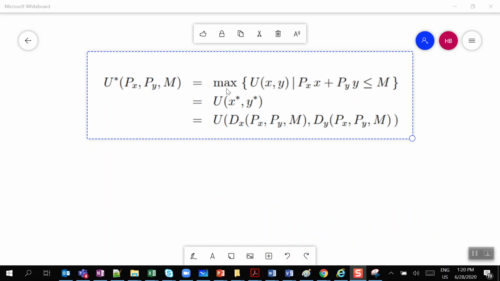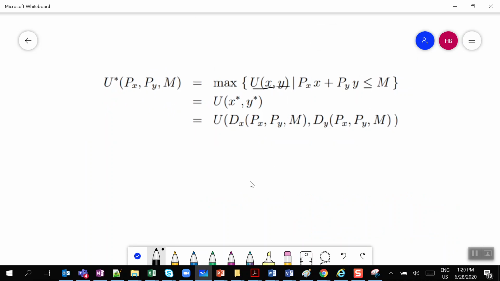and m. So just to reiterate, your indirect utility function is the maximum of your direct utility function, u(x,y), which is a function of x and y, given the budget constraint. When you derive it, it gives you the indirect utility function, which is u(x*, y*), where x* is your demand in terms of px, py and m, and y* is demand in terms of px, py and m.